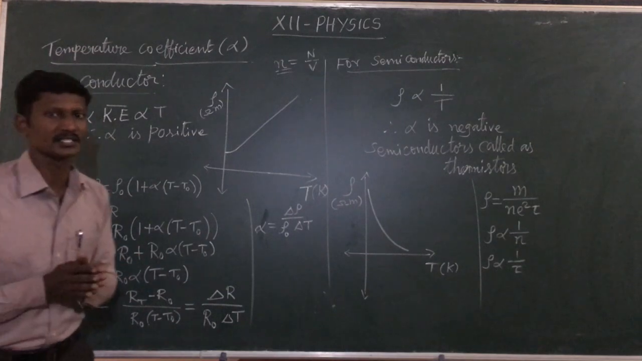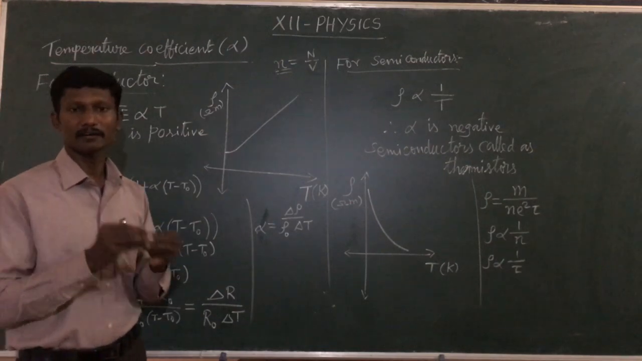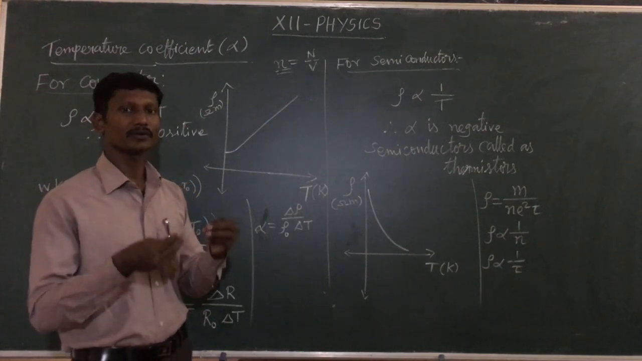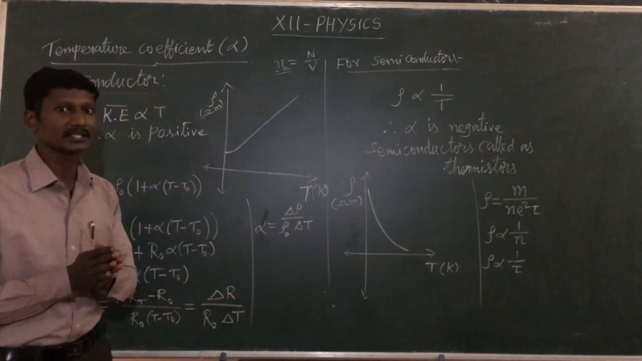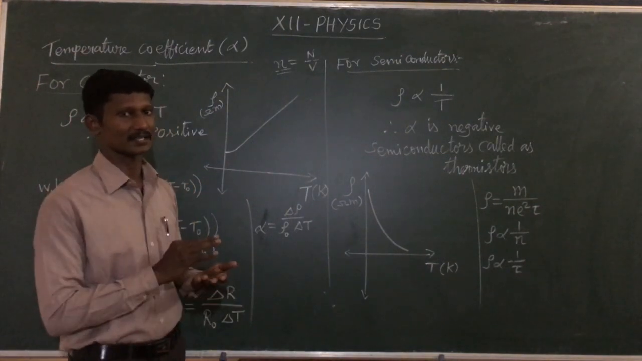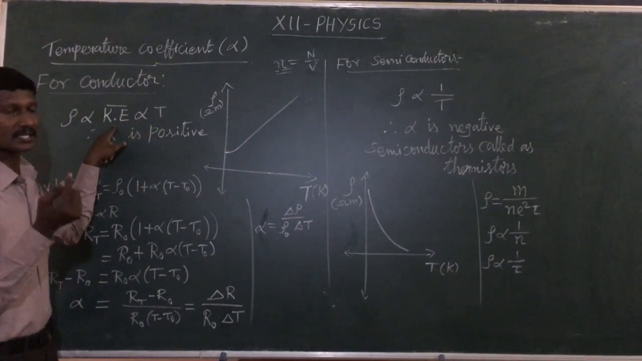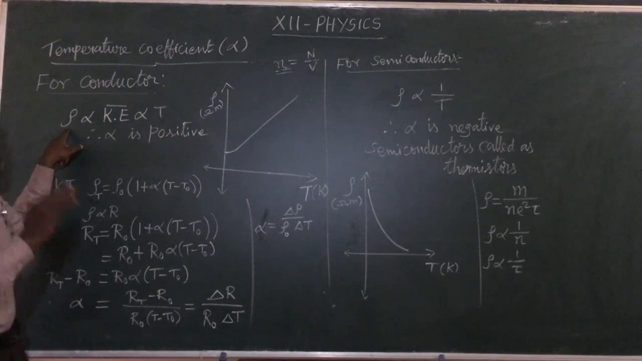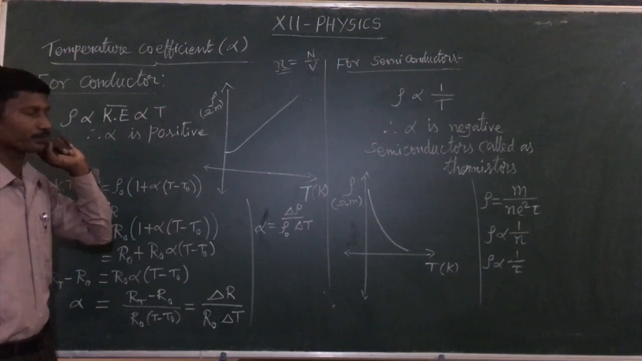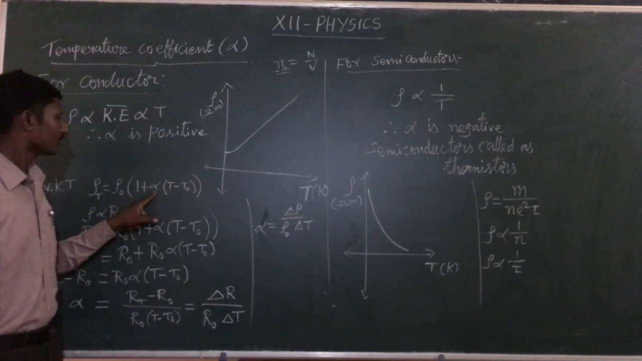Due to this kinetic energy, the free electrons collide with each other. Therefore, due to this collision, current decreases. Current decreases means we consider that resistivity increases. So when temperature increases, the average kinetic energy increases, so resistivity increases. Therefore, we take the alpha value as positive, so resistivity increases because alpha is positive.